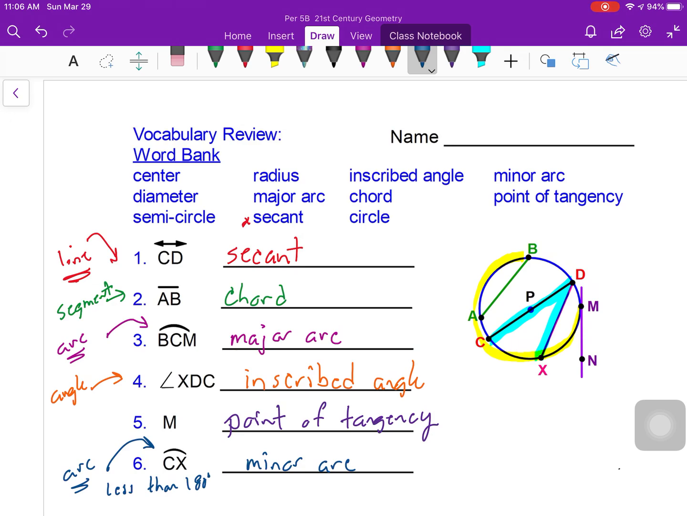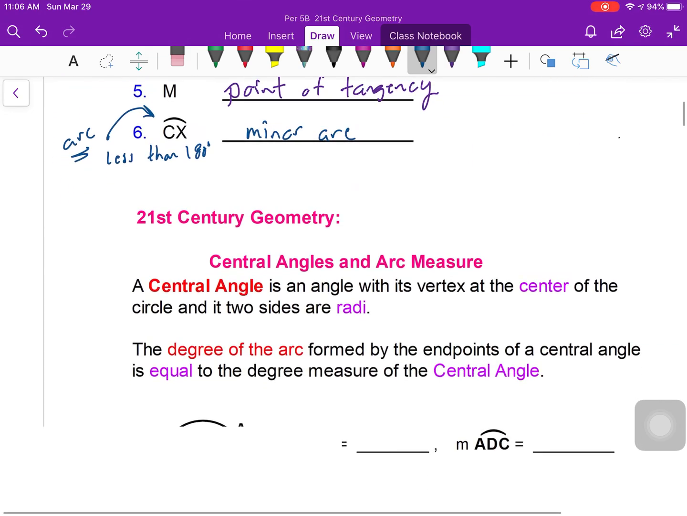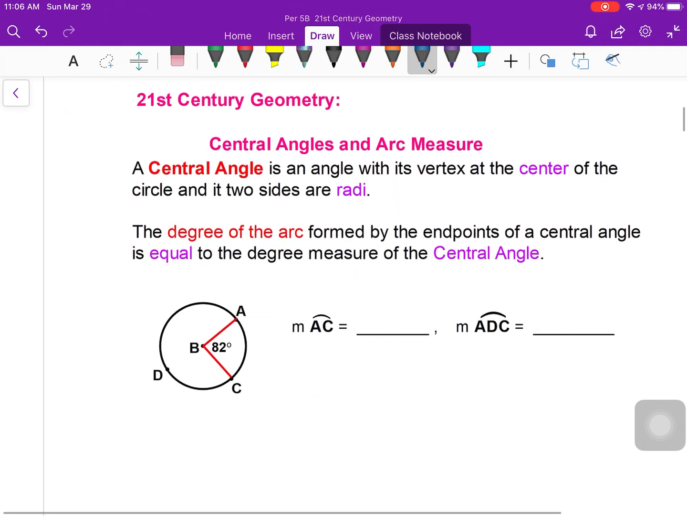A little bit of a review of vocabulary, and again, your first assessment in this chapter will likely be almost completely on vocabulary. It may have a little bit of this section that we're beginning today, which is arcs and central angles, so you'll want to prepare for that and make sure you know what your teacher expects. So let's move on to arcs and central angles.